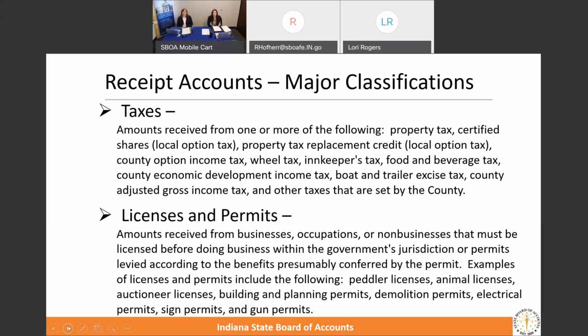But you also have licenses and permits. So these are amounts received from other businesses. So I thought of building and planning permits. Those are things that you would have to go get. In fact, we added onto our house. I had to go get a permit to do all of that. When they receive my money, they're going to classify it as licenses and permits, okay?